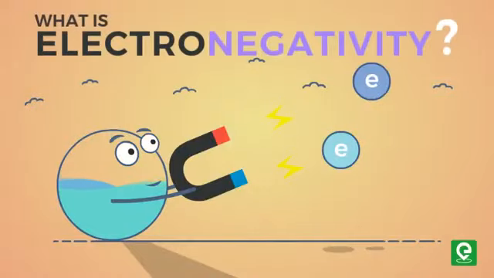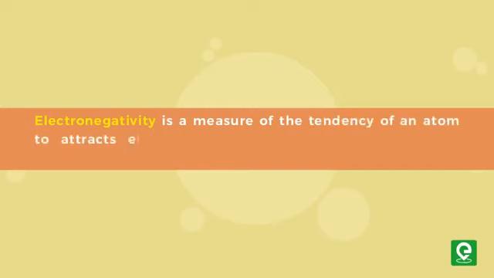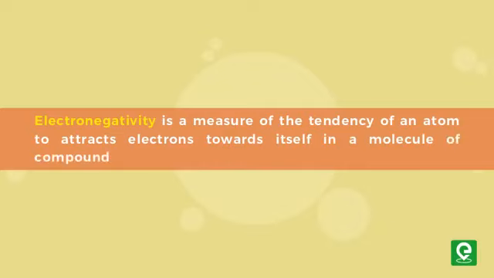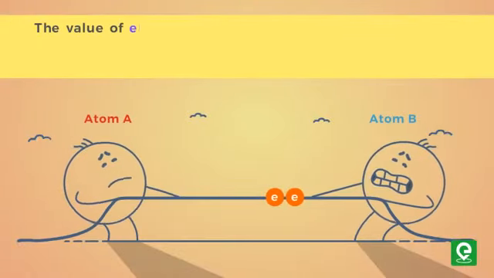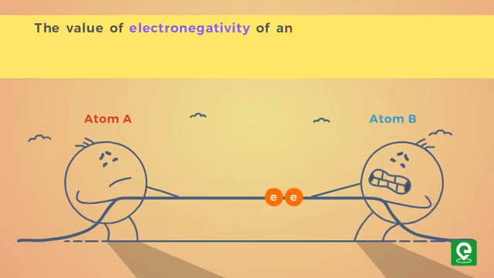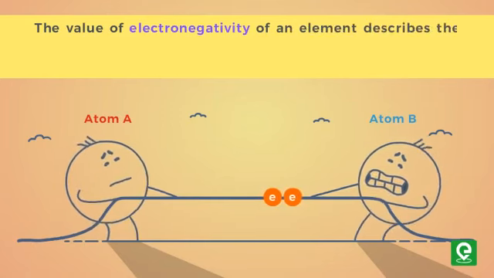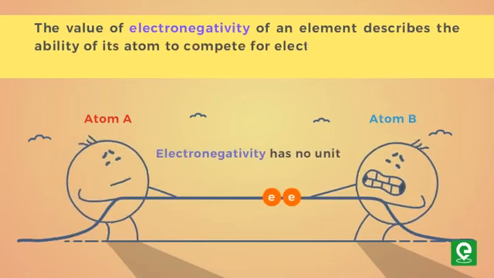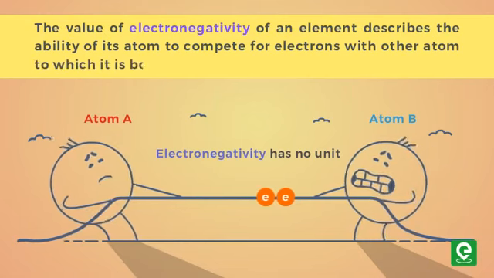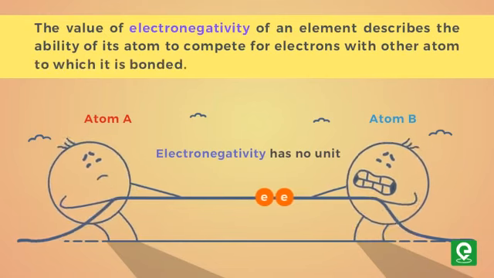What is electronegativity? Electronegativity is a measure of the tendency of an atom to attract electrons towards itself in a molecule or compound. Electronegativity is nothing but a relative value of an element that describes its ability to compete for electrons with other atoms to which it is bonded. Since it is relative, it does not have any unit.